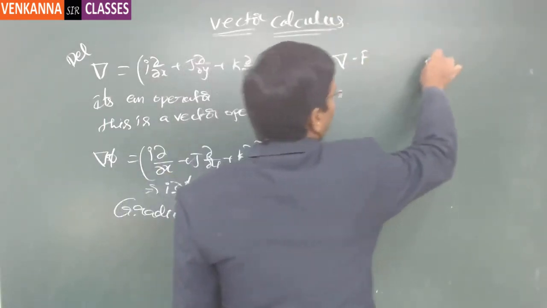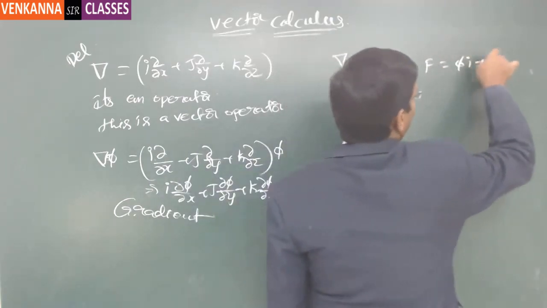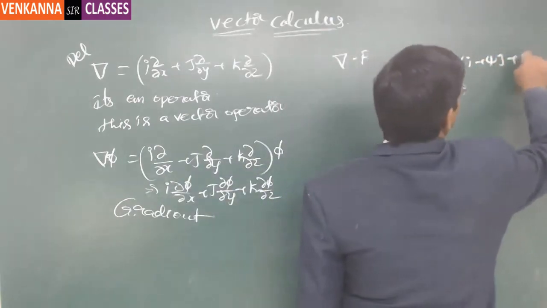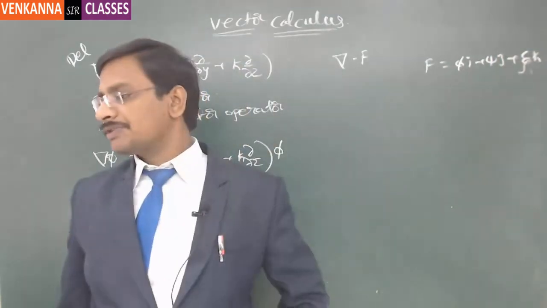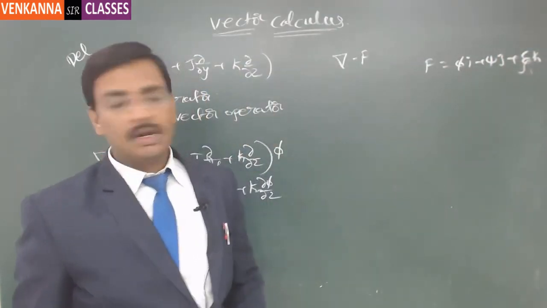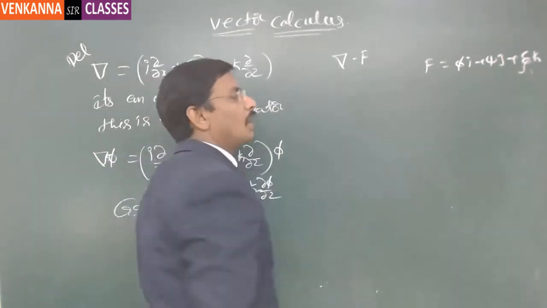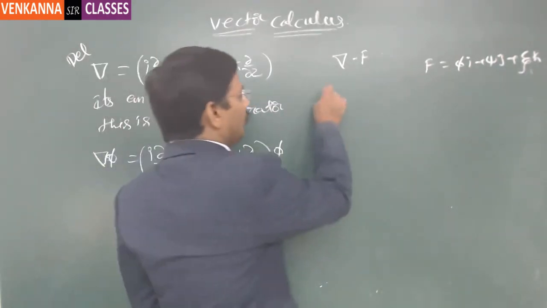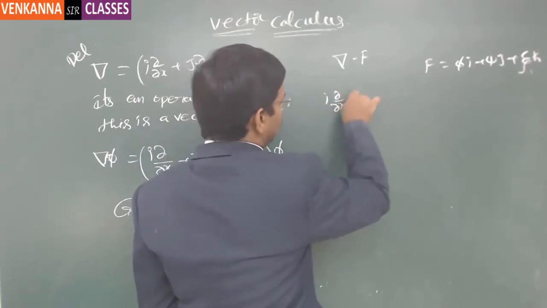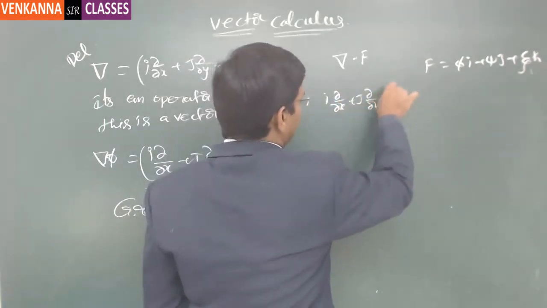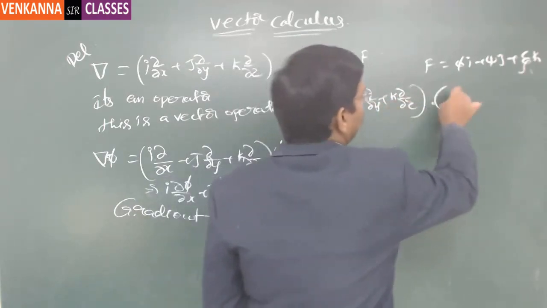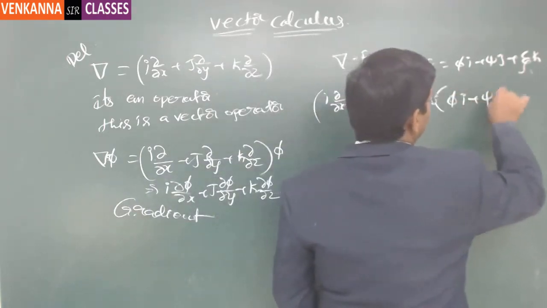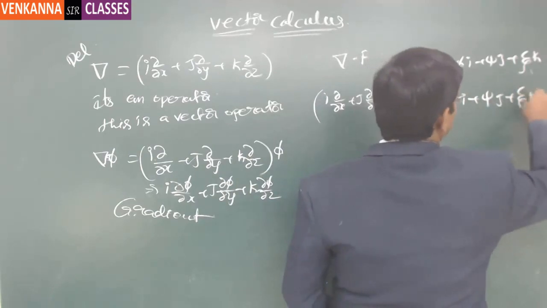Now for a vector operator, suppose I have del dot f, where f is phi i plus psi j plus xi k, where phi, psi, xi are functions of x comma y comma z. If it is operated as a dot product, then this is going to be i dou by dou x plus j dou by dou y plus k dou by dou z, dot phi i plus psi j plus xi k.